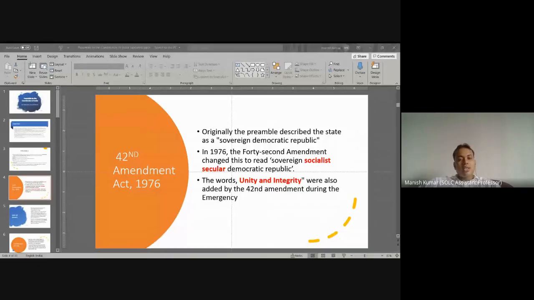The two new words inserted in this line are socialist and secular. India was, of course, socialist and secular before that, but it was not mentioned there. And then the words unity and integrity were also added by the 42nd Amendment during the emergency. So in the preamble, the words socialist, secular, unity, and integrity were added by the 42nd Amendment Act. Is it clear?